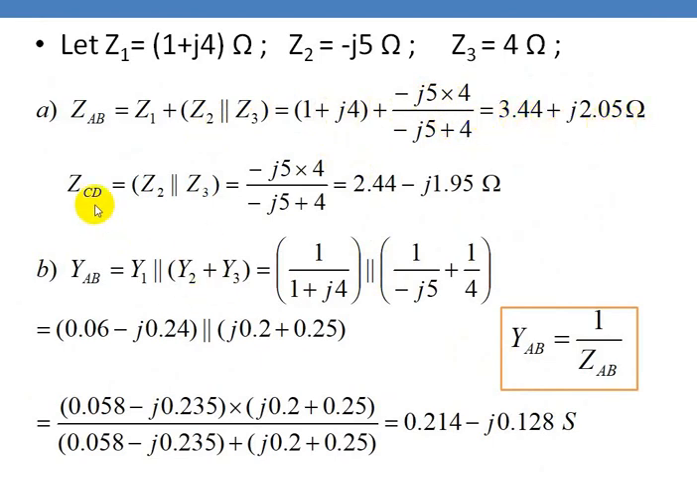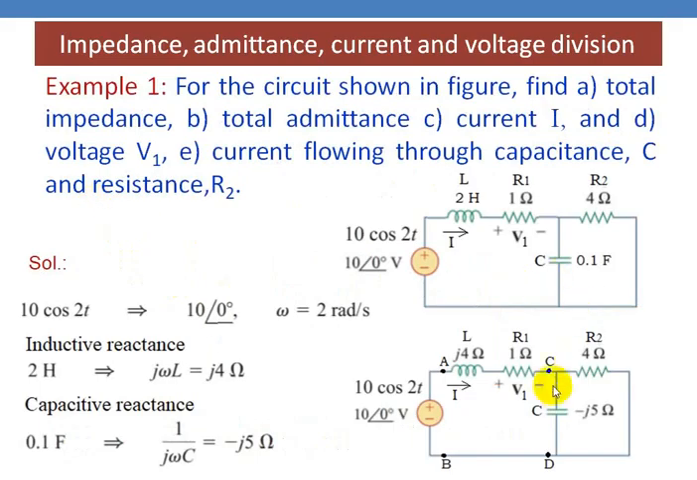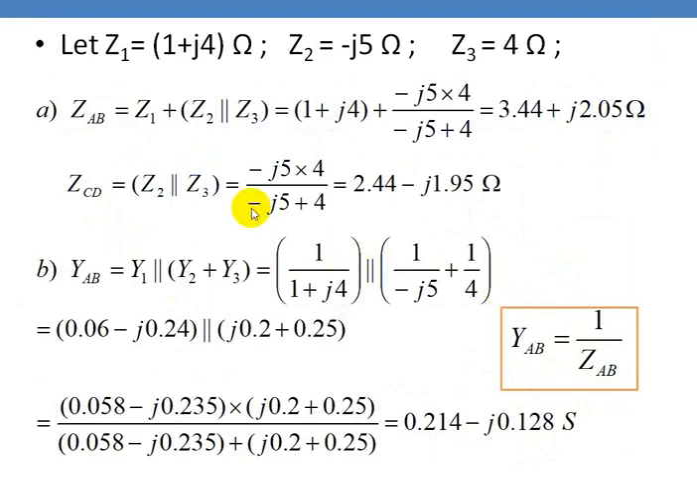Similarly, ZCD, that is the impedance between these 2 points. This reactance and this resistance are in parallel. So the parallel combination gives the impedance across terminals ZCD. So Z2 in parallel with Z3, you get 2.44 minus j1.25 ohms.